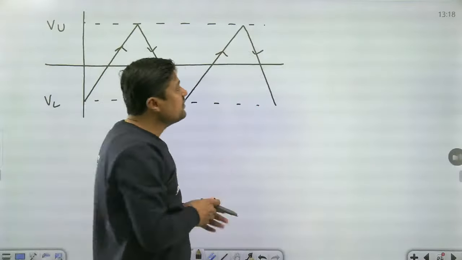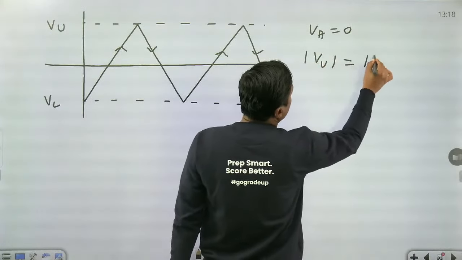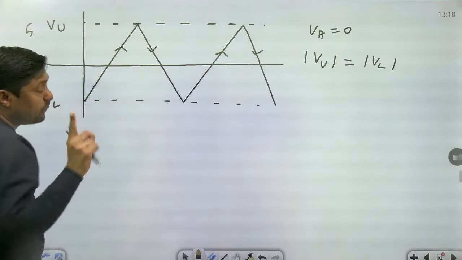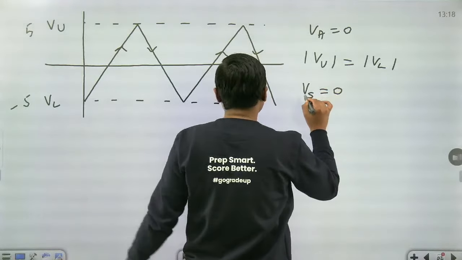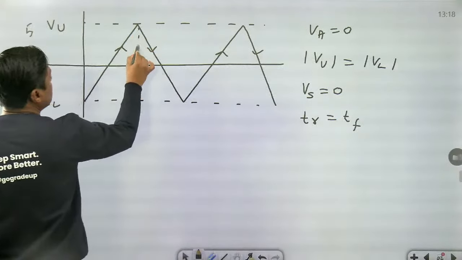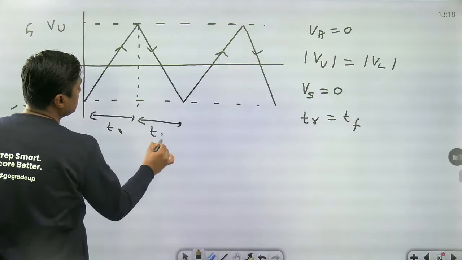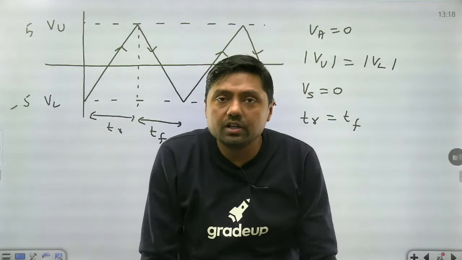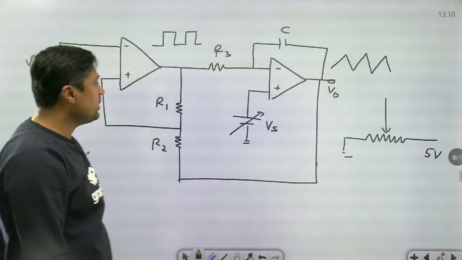If Va is equal to 0, always remember the upper amplitude magnitude is equal to what? Lower amplitude. Means if it is 5, then it will be minus 5. But Va is equal to 0. Normally in the question Va is equal to 0. If Vs is equal to 0, then the rise time is exactly equal to fall time. Symmetrical triangular wave. This time is called rise time, this time is called fall time. Symmetrical triangular wave. Okay, my dear students, is everything clear to you? Up to this point, everyone please give me the feedback.